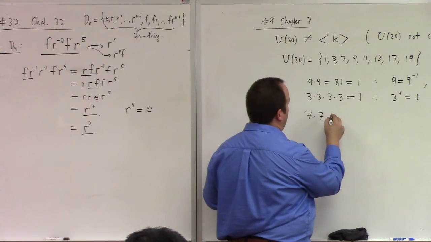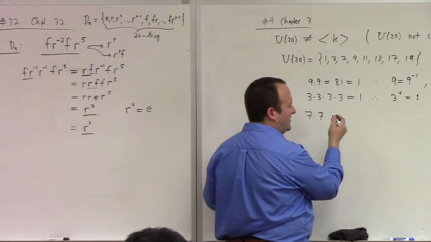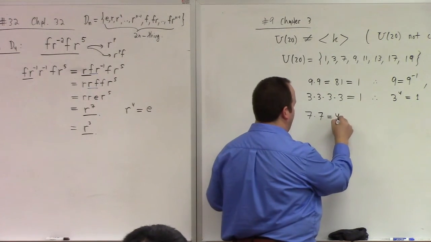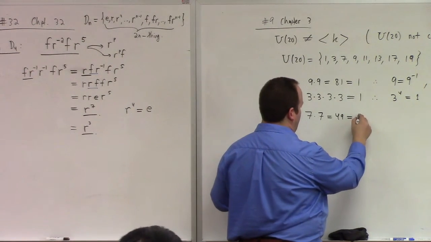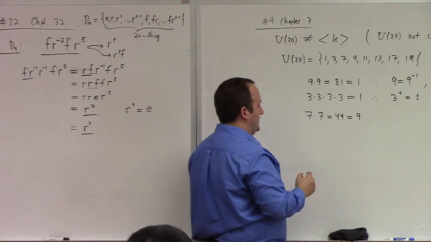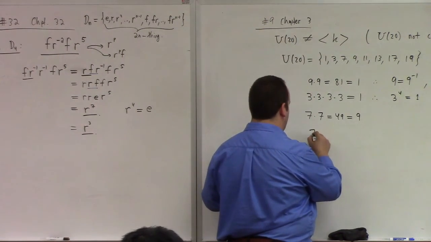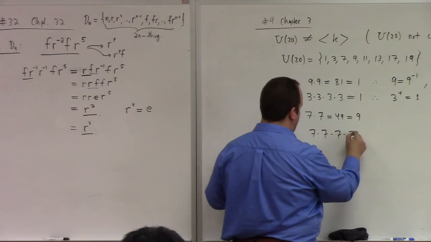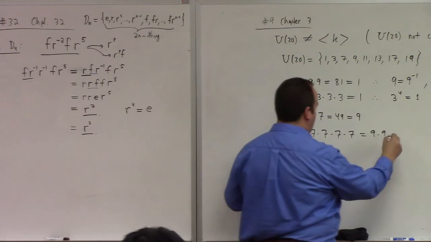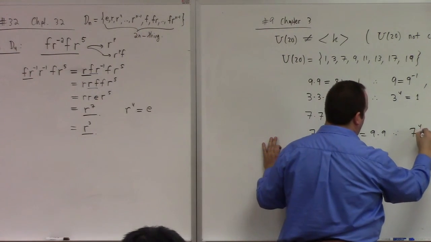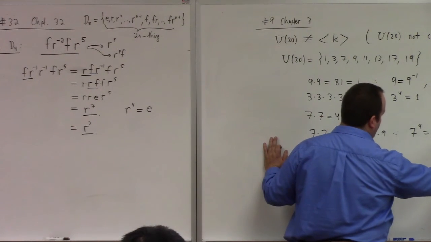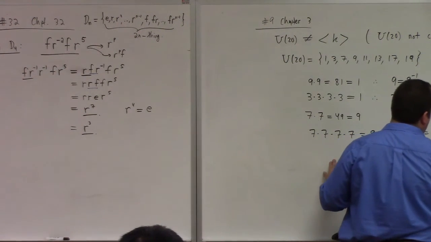7 times 7 is 14, right? No. Wrong. 7 times 7 is equal to 49, which is 9. So that means that 7 times 7 times 7 times 7 is equal to 9 times 9. So therefore, 7 to the 4th is equal to 1. So the order of the subgroup generated by 7 is equal to 4.